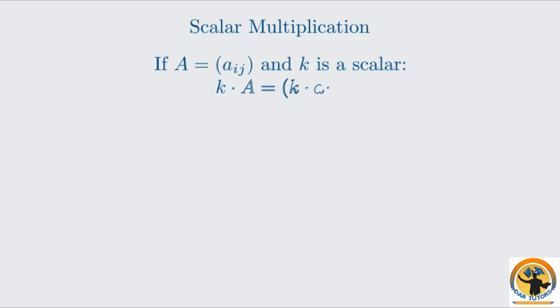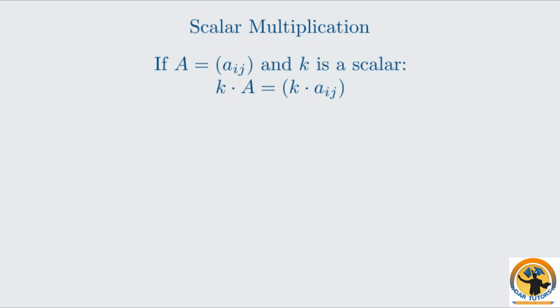Our next operation is scalar multiplication. A scalar is simply a regular number, or a constant. When we perform scalar multiplication, we are multiplying a matrix by a scalar. The process is incredibly straightforward. To multiply a matrix A by a scalar k, you multiply every single element within the matrix by that scalar. The order of the matrix does not change.